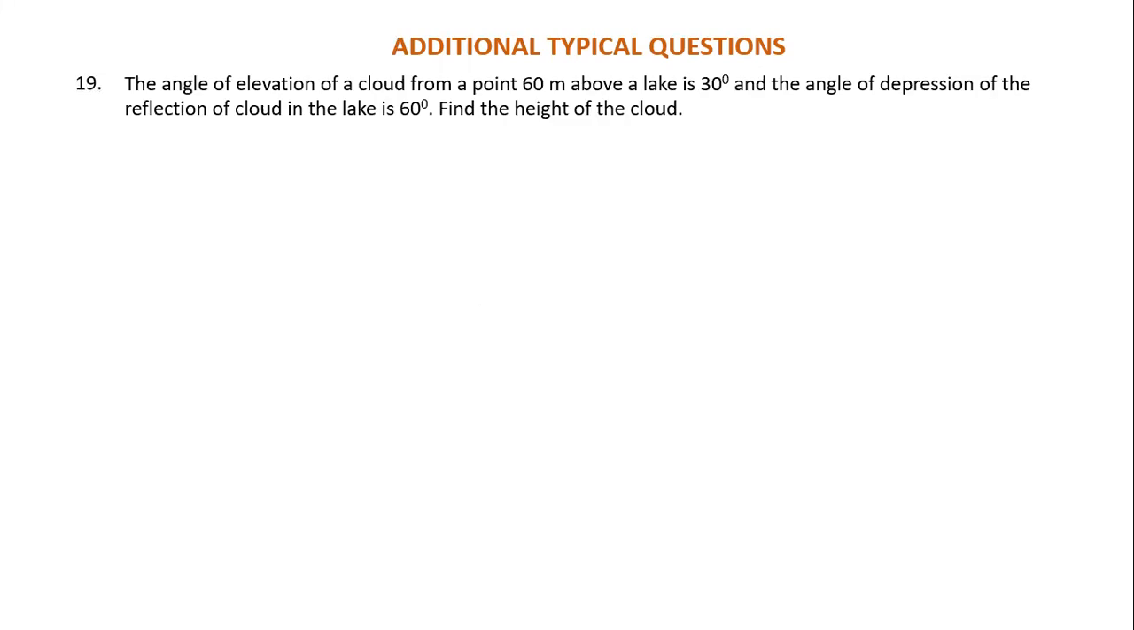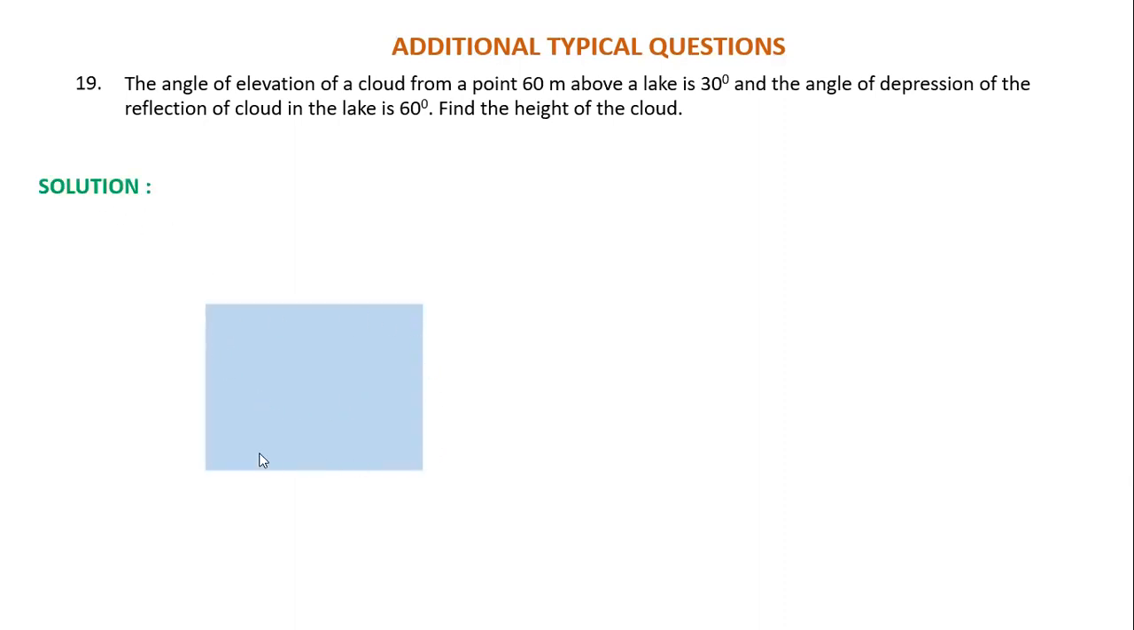Angle of elevation of a cloud from a point 60 meters above the lake is 30 degrees. The angle of depression of the reflection of the cloud in the lake is 60 degrees. Find the height of the cloud. This was a question which was asked. See, this is a reflection. That means the image goes inside the water level. And so let us see how it is.